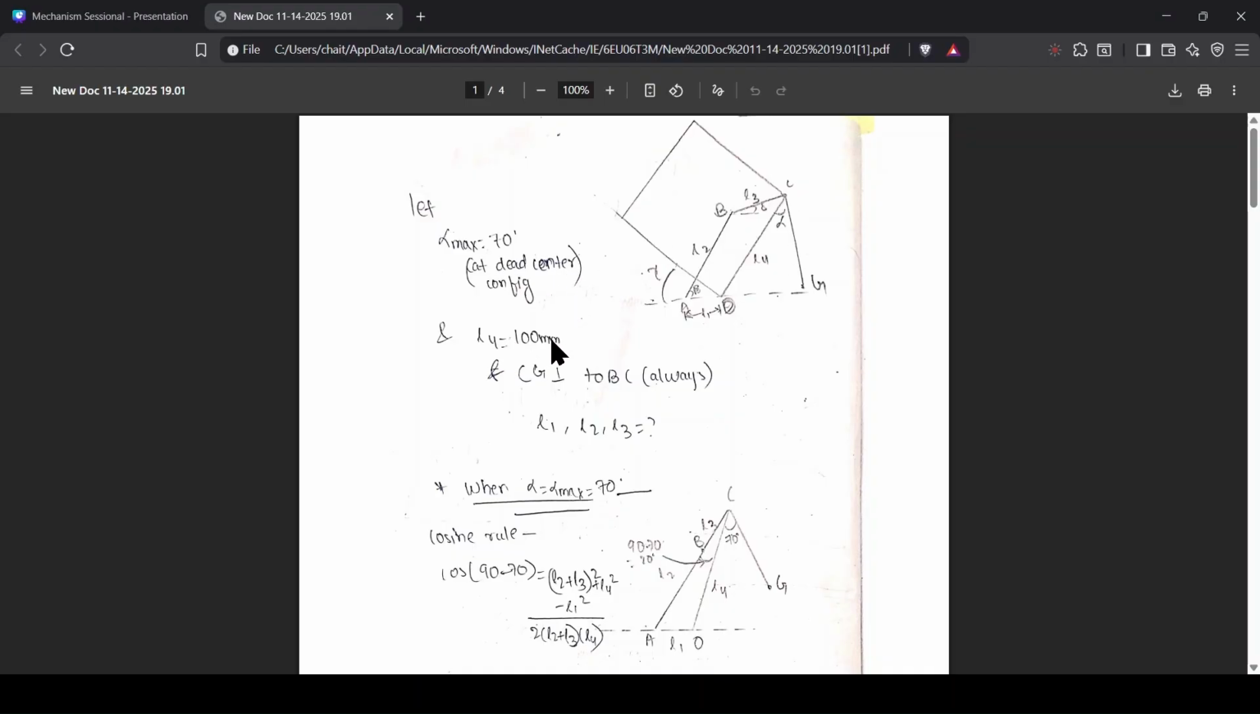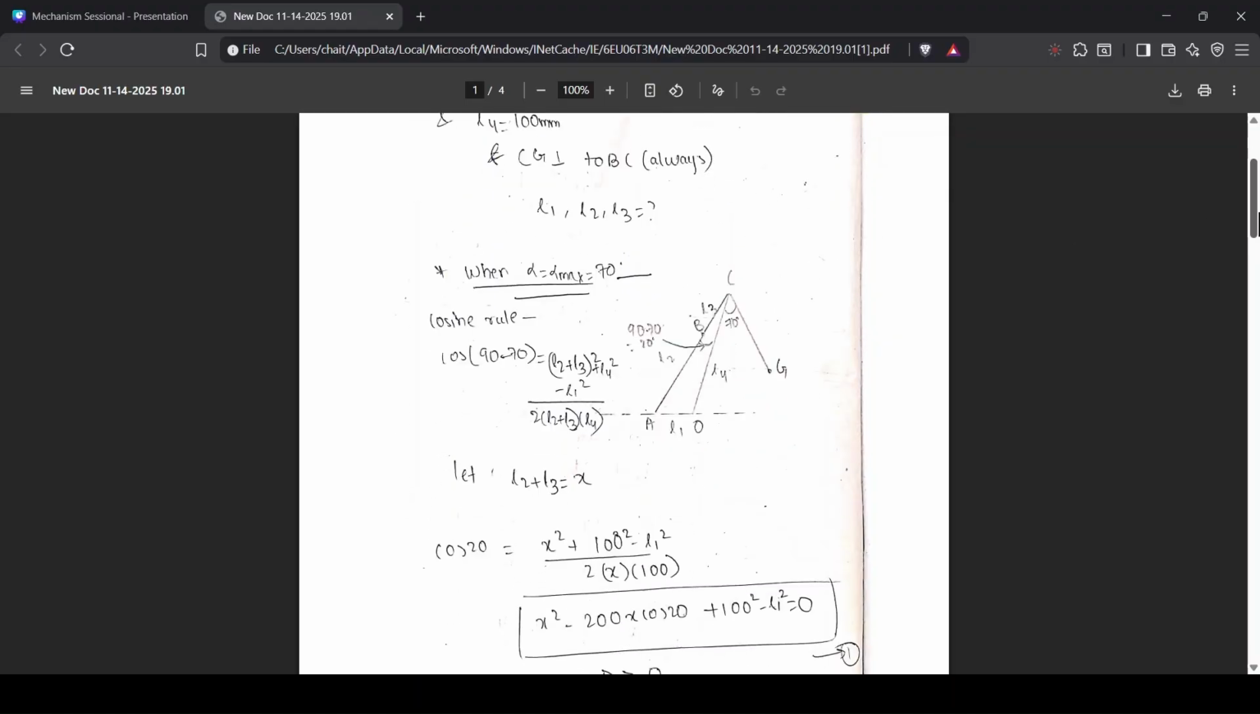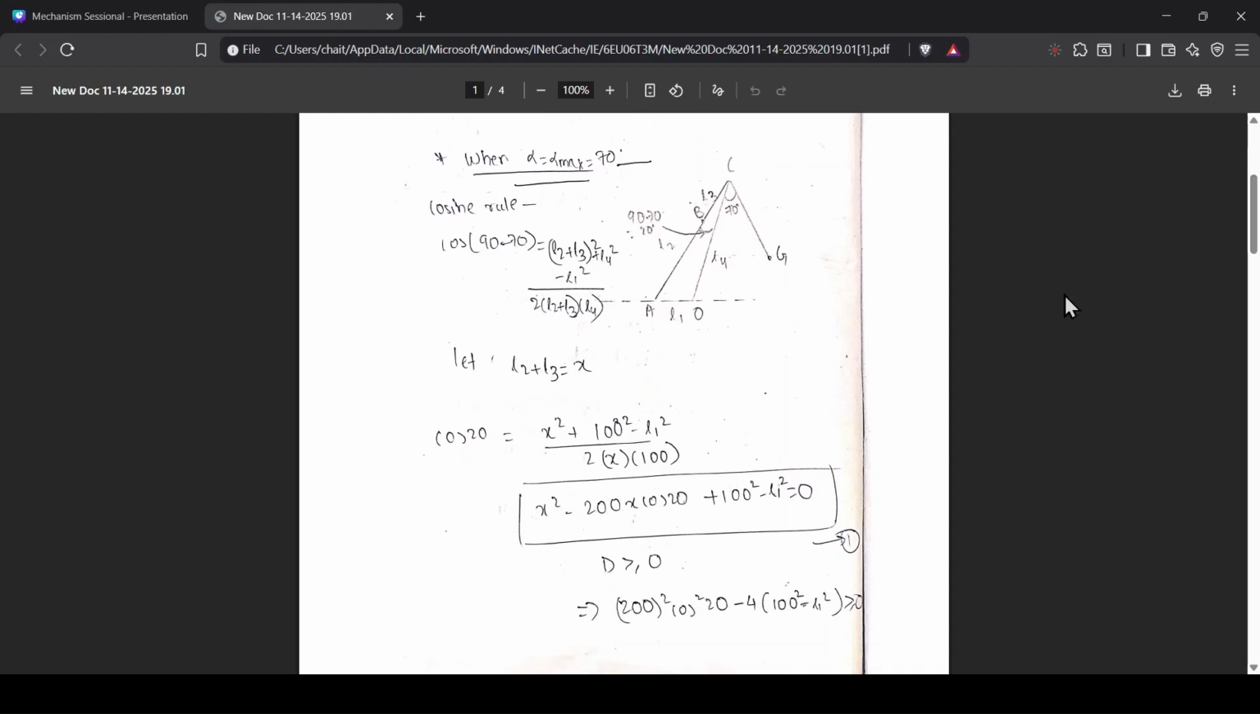Another assumption we have taken is L4 is equal to 100 mm. And another thing we have to notice: CG is always perpendicular to BC. CG is the gate, and BC is this link L3. Based on these assumptions, we have to figure out the values of L1, L2, L3. So at the dead center configuration, when alpha is equal to alpha max, we apply the cosine rule in triangle ACO.